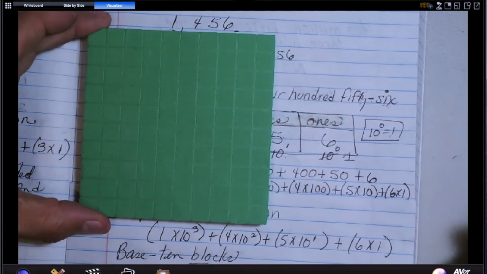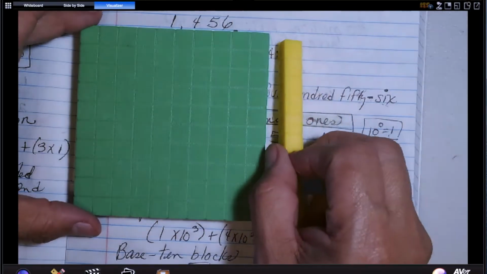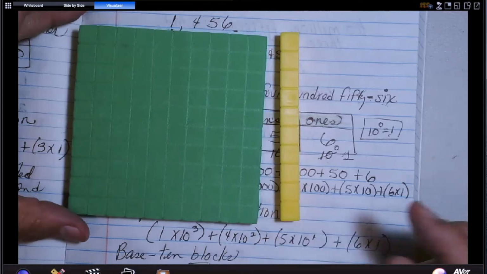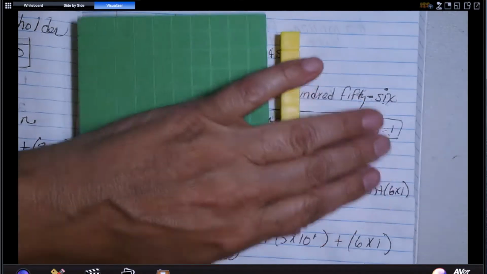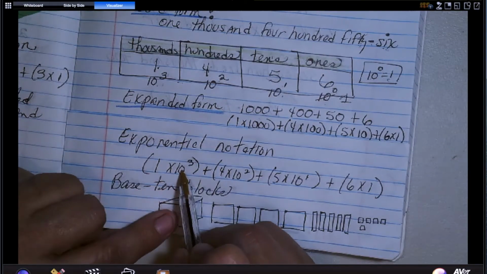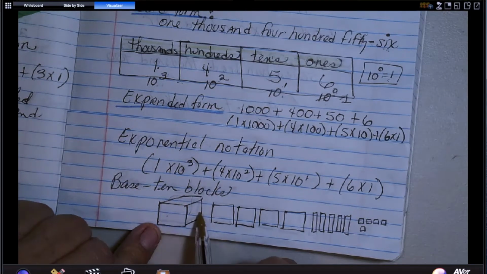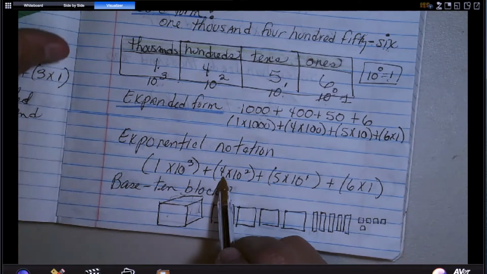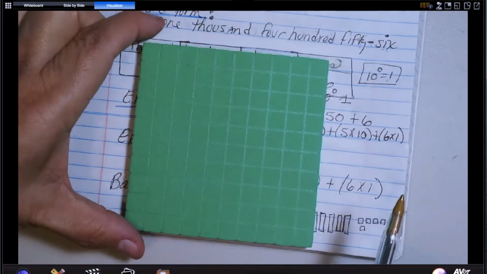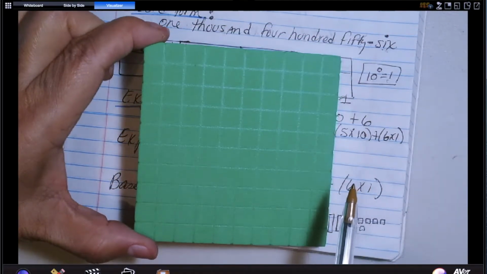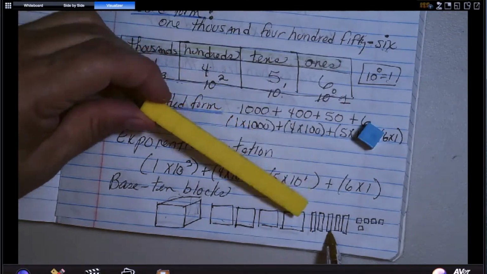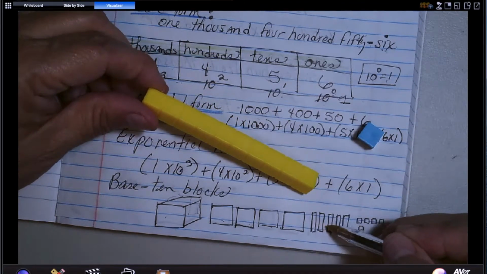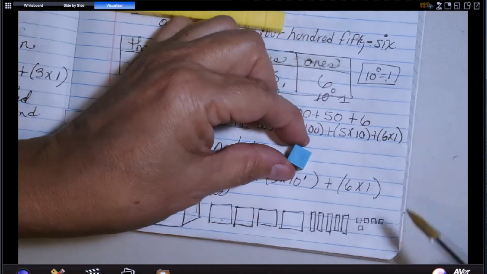So this is our flat, which represents our 100s, our rod, which represents our tens, and our unit, which represents our ones. So in this example, we have 1 cube, which I don't have in front of me, like a Rubik's Cube, 4 flats, which is represented by the large square. Then we have 5 rods, 1, 2, 3, 4, 5, and then we have 6 units.